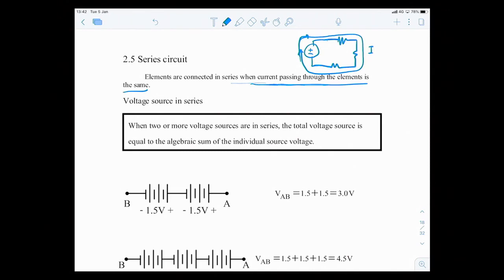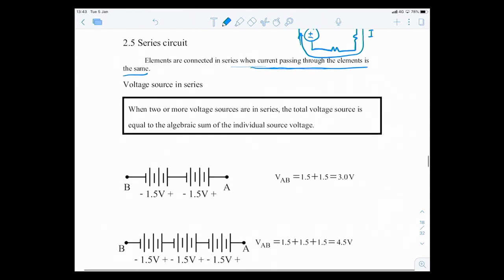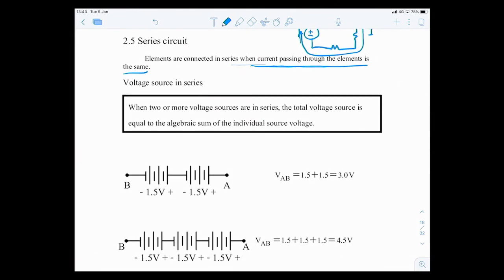Now, if you have voltage sources connected in series, we can also combine them together. For example, in this case we want to find VAB. As I said in the first lectures, A is positive and B is negative. So this is VAB. When you use your voltmeter, the black lead goes to point A and the red lead goes to point B.